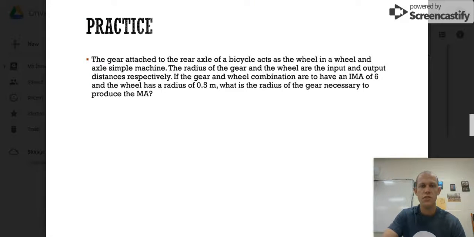Right. The gear attached to the rear axle of a bicycle acts as the wheel in a wheel and axle simple machine. The radius of the gear and the wheel are the input and output distances respectively. If the gear and wheel combination have a mechanical advantage of 6 and the wheel has a radius of 0.5, what is the radius of the gear necessary to produce this mechanical advantage?